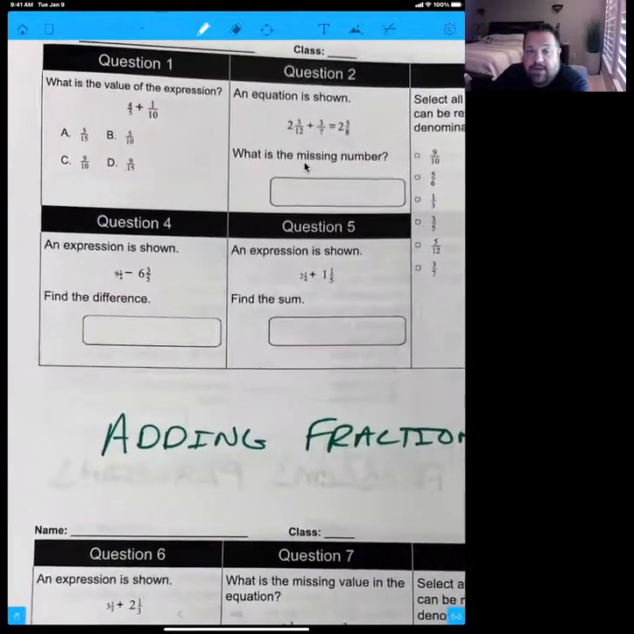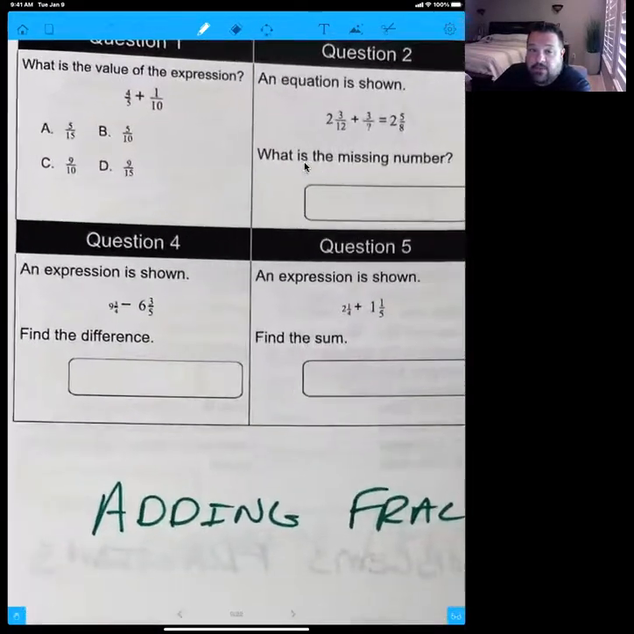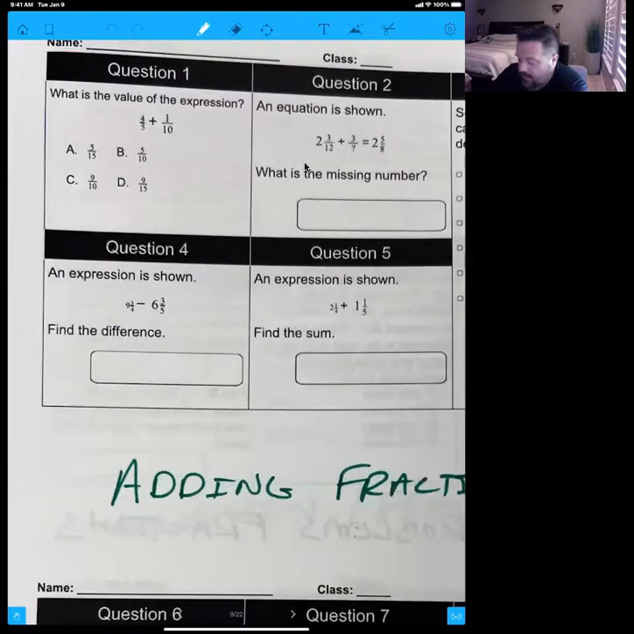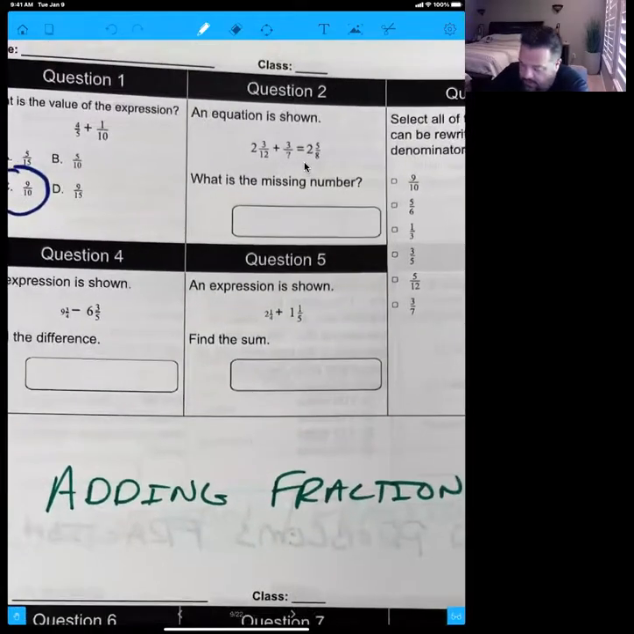We need to have our common denominators. Most of these are just adding, so we're not going to take a lot of time. Try to do number 1. You should have gotten D. Try number 2. Number 2, you got to check a bunch of things, but 8 is the answer.